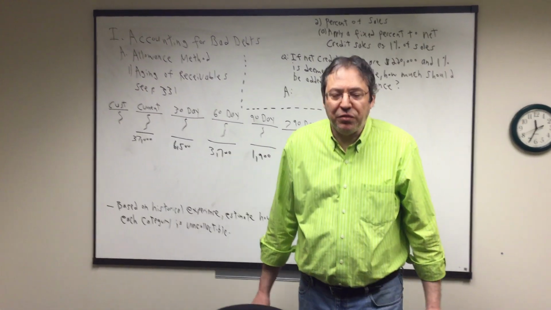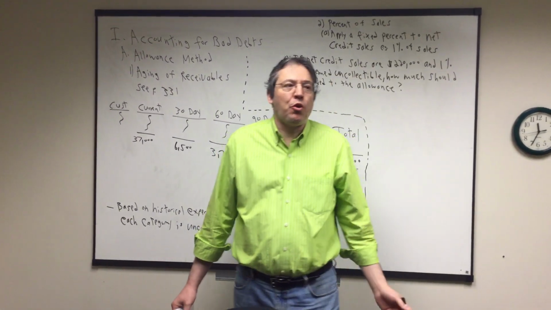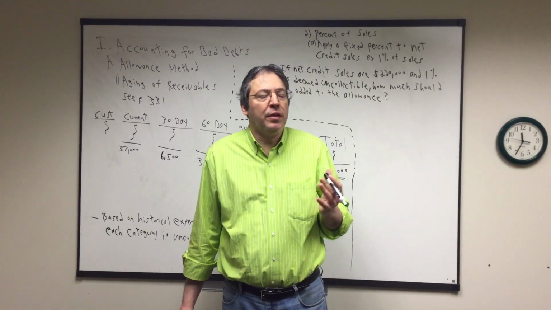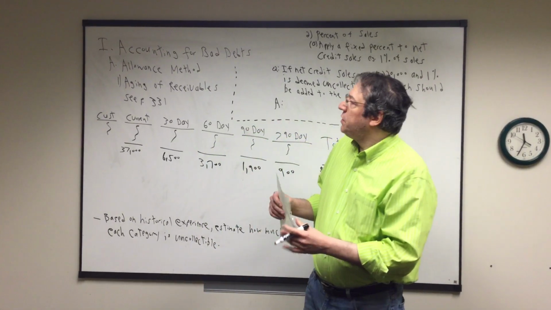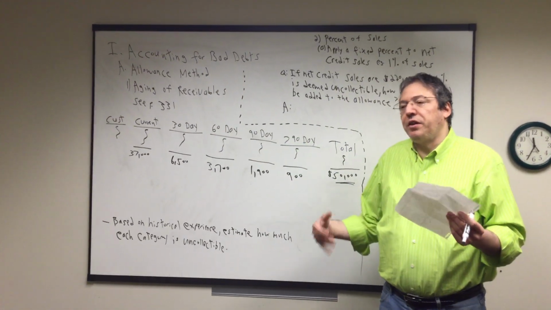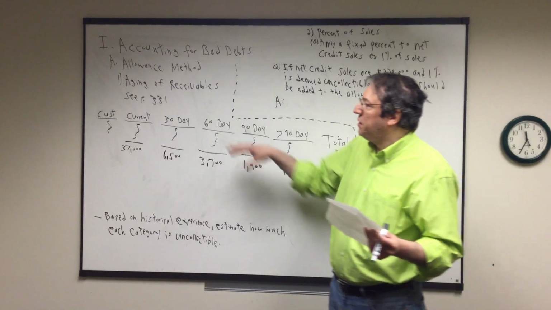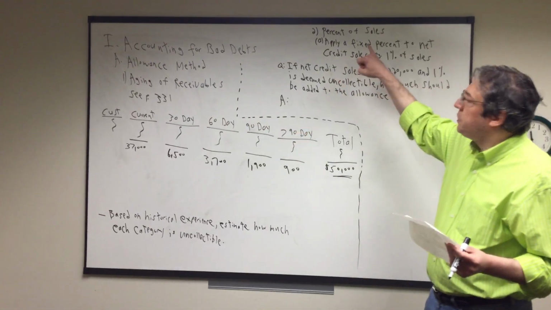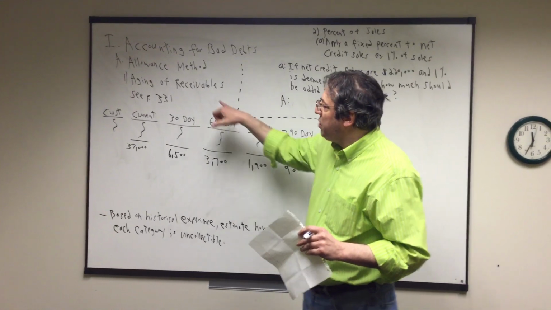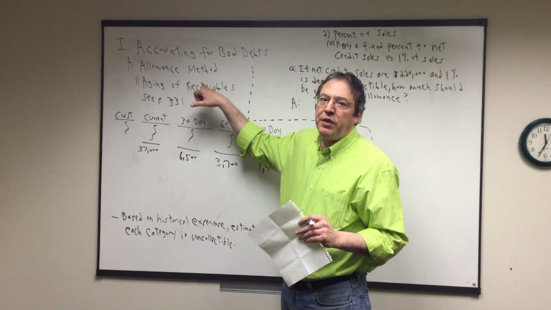All right, so in the last video I mentioned there's two broad methods to account for bad debts, the allowance method and the direct write-off method. Today we're going to discuss the allowance method. And actually under the allowance method there's two methods: the aging receivables method and the percent of sales method. So let's begin with the aging receivables method, which is part of the allowance method.